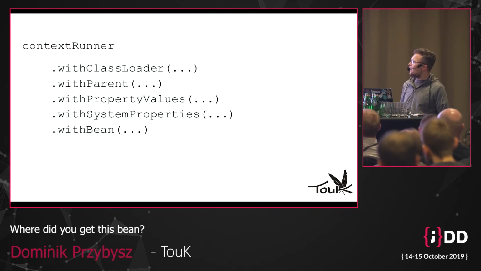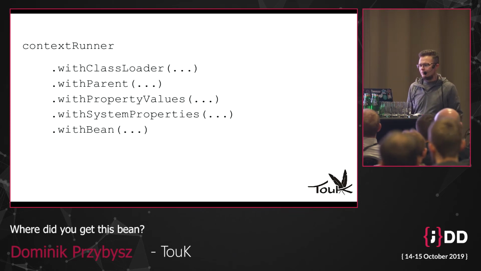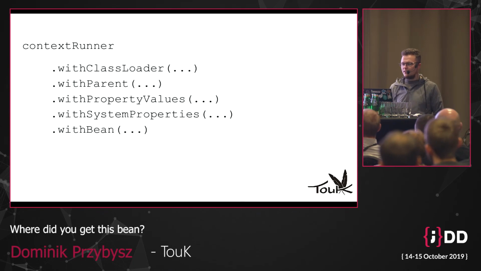In this context runner, we could redefine the class loader and tell Spring, okay, this is your class path, but you don't have access, for example, to class A, and it's perfect to test if the conditional on class will work in our application. We could add a parent context for this context. We could add some properties and check the conditional on property, for example. We could also add some bean on our own by defining all the information to create the bean.